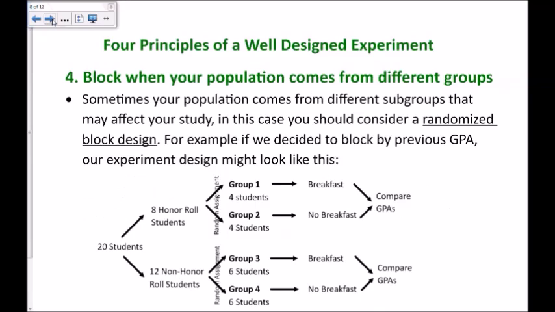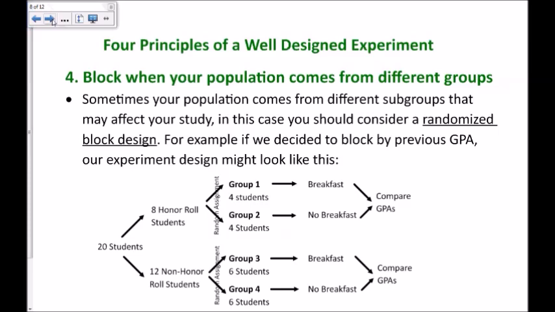Okay, fourth principle that should be followed if you can. Sometimes your population comes from different subgroups that may affect your study. Okay, in this case, you should consider a randomized block design. Okay, this may look a little complicated down here, but here's an example of a block design. Let's say we think that honor roll students compared with non-honor roll students may respond differently in this experiment. Okay, so we decided to block based on honor roll.